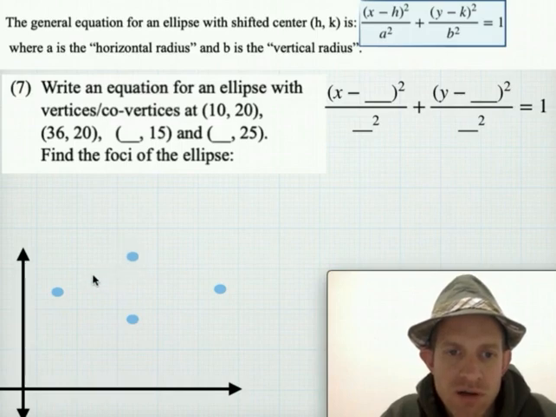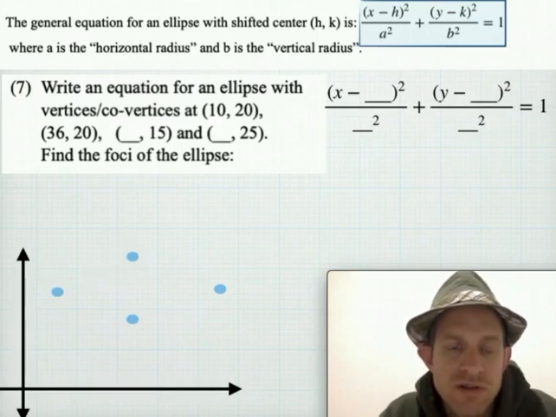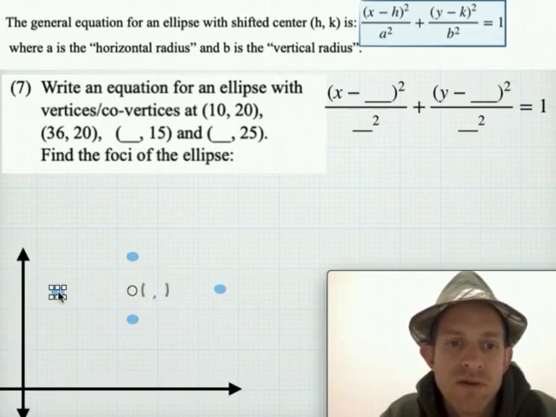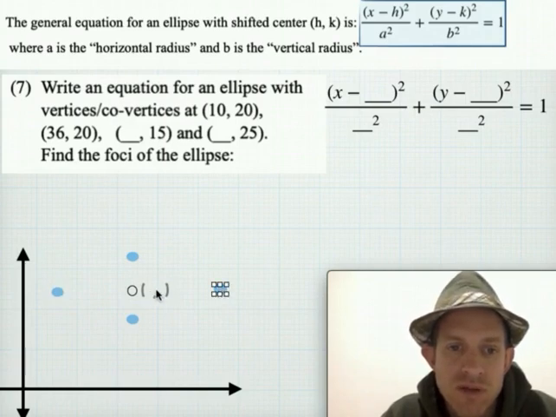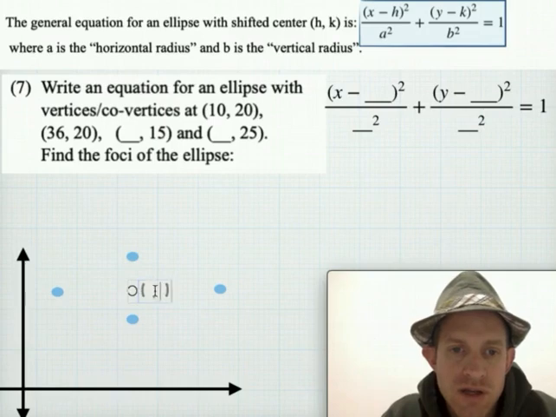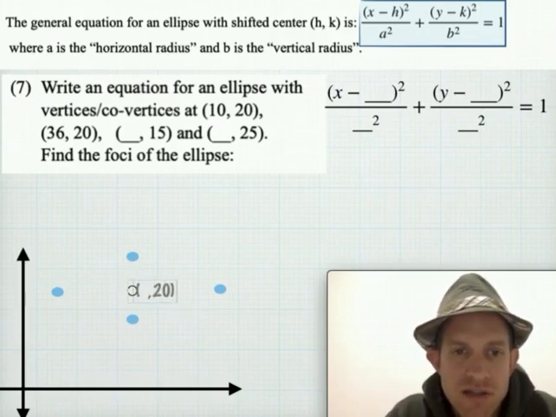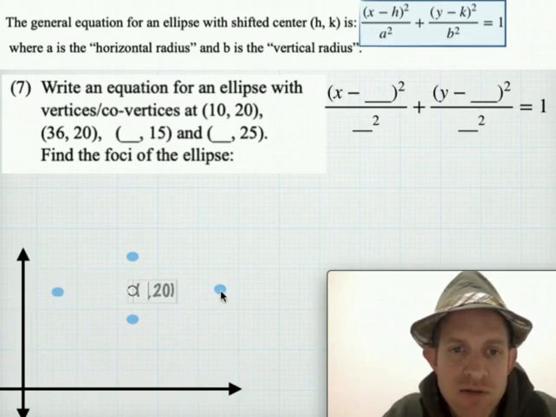And so what I really need to do is find the center. So the center is going to be in the middle of this, and specifically it's the midpoint of our first 2 points that we drew here, 10, 20 and 36, 20. So I know it's going to have a y-coordinate of 20, and the midpoint between 10 and 36.